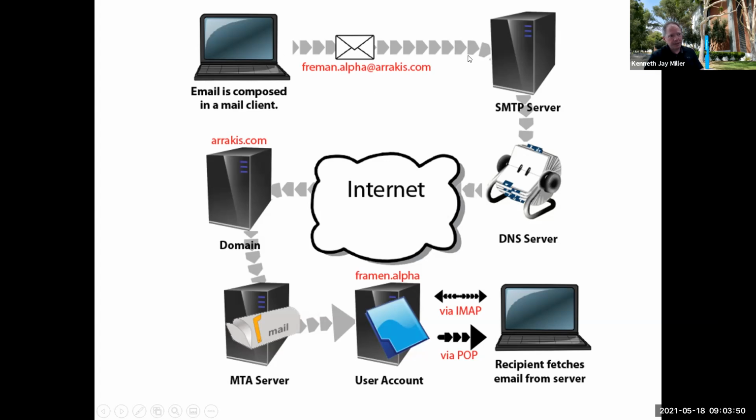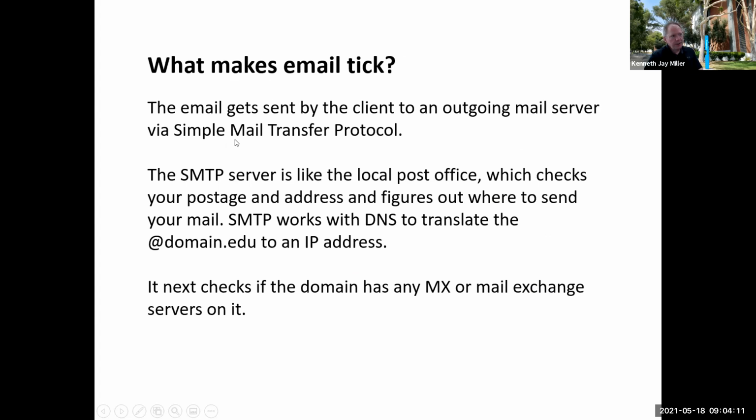Okay, so all this occurs, and people just assume that IT has set all this up. So in today's lab, you'll see that there's a couple things we have to make sure are in place in order for this to work. Now the email gets sent by the client to the outgoing mail server via SMTP. And the SMTP server is like the local post office, which checks your postage and address and figures out where to send your mail.